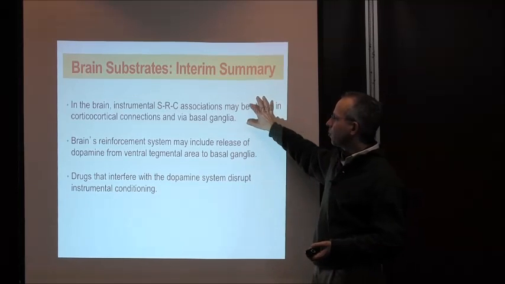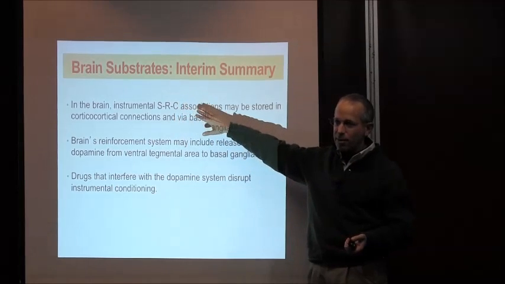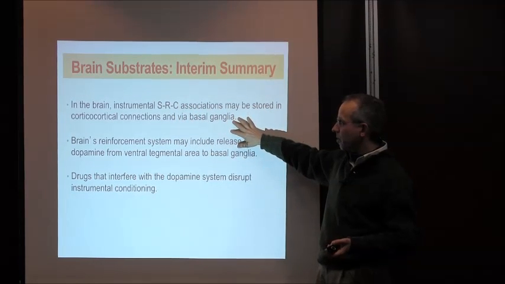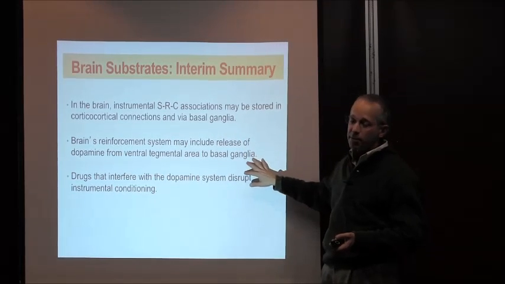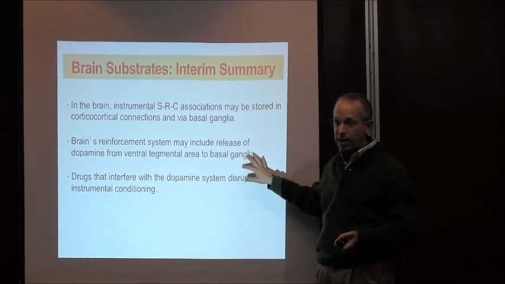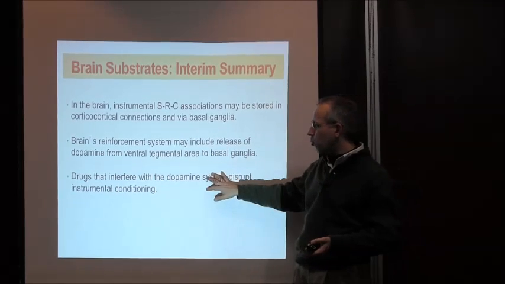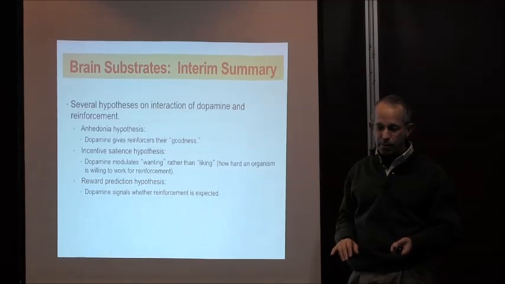So in the brain, the stimulus, response, consequence, or outcome, I'm sorry for the confusion there, may be stored in cortical connections via the basal ganglia. The brain's reinforcement system includes the release of dopamine from the VTA to the basal ganglia, which captures sort of the wanting. And the drugs that interfere with the dopamine system will disrupt instrumental conditioning.